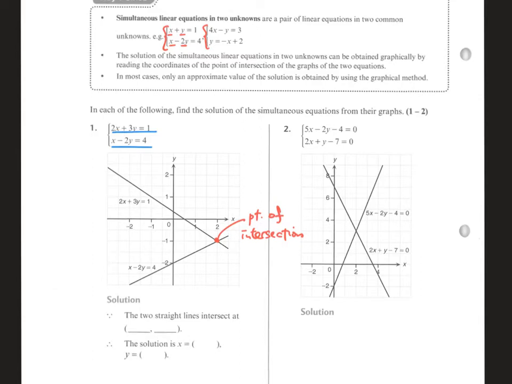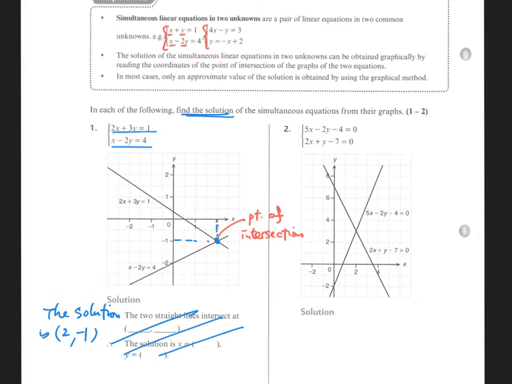When you want to find the solution, we need not write so many words, you just say the solution is, and then tell us the results of x and y. You see at this point of intersection, it gives you an x-intercept of 2, while the y-intercept is minus 1. So that's why the solution is 2, minus 1.